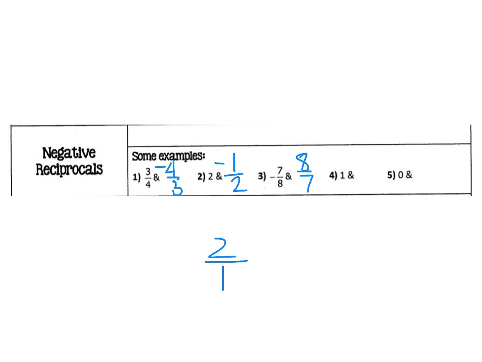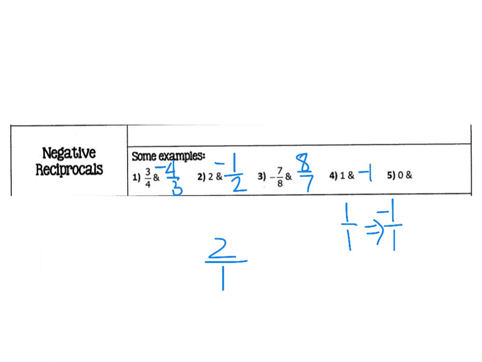1 over 1, all right, so number 4 would just be 1 over 1. If we wanted to flip it, that would also be 1 over 1, and then we would make that negative. And how we would write negative 1 over 1 is just negative 1.